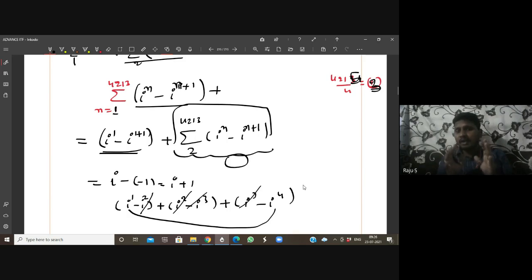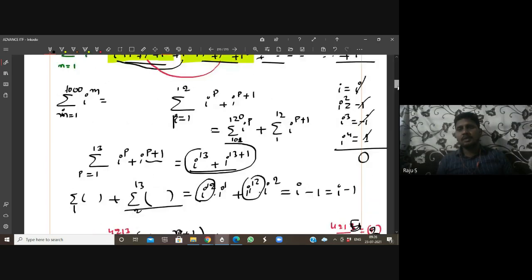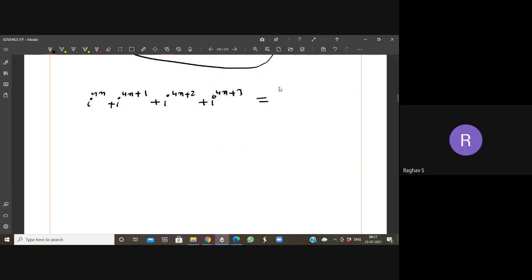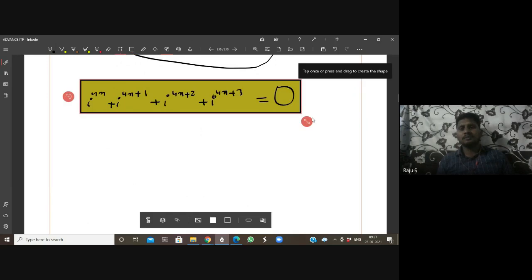So have you got an idea about how to do the question which is related to iota? So what do you observe here? If I write the general form, i power 4n plus i power 4n plus 1, plus i power 4n plus 2 plus i power 4n plus 3, becomes what? 0. Contiguous 4 numbers. Exactly, that is how to observe.